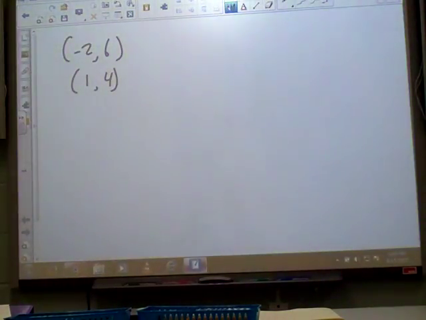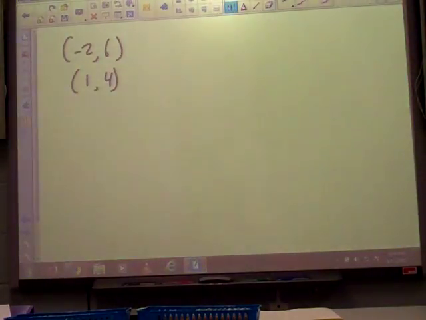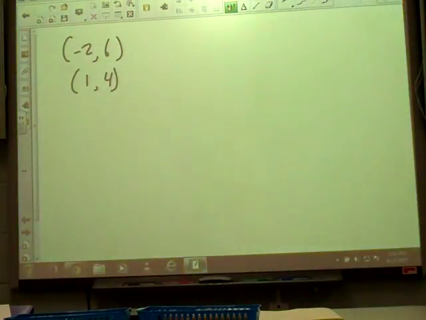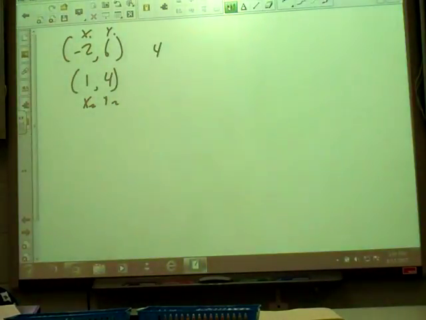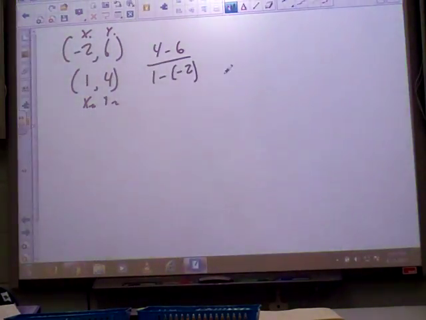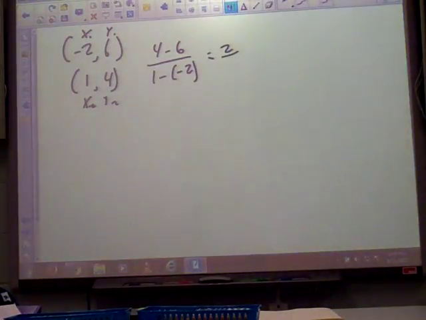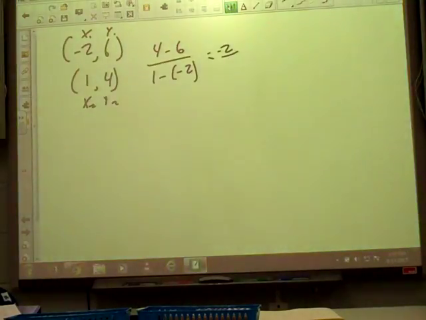So anytime you're told to write an equation for a line and you don't have a slope, you've got to find the slope. Okay? So we got two points here. We know a good old slope formula. There's my x1, my y1, my x2, my y2. Let's go to town finding the slope here. y2 minus y1 over x2 minus x1. Negative 2/3. Is that what y'all got?